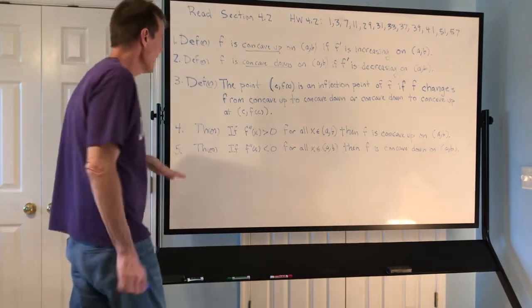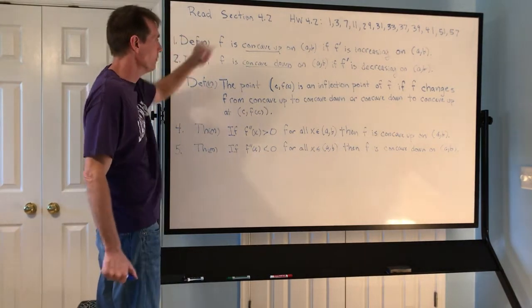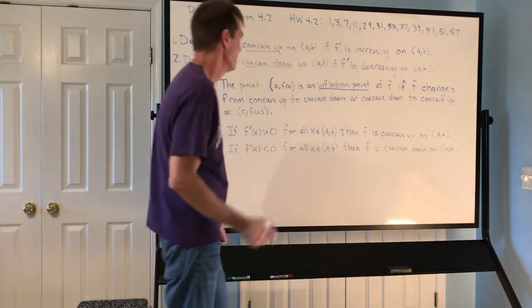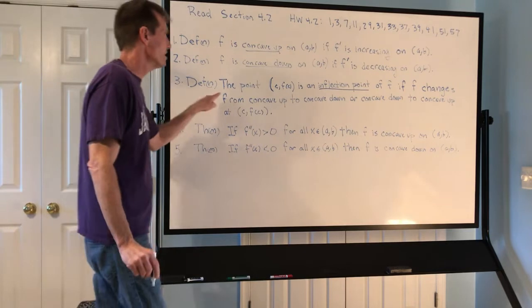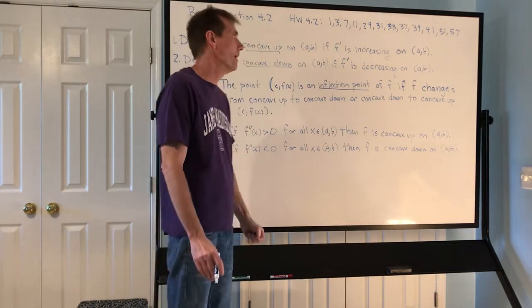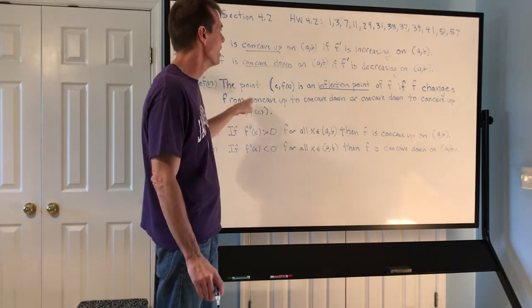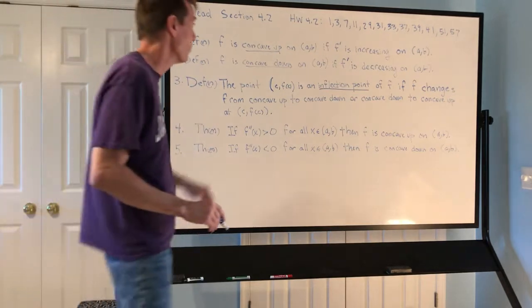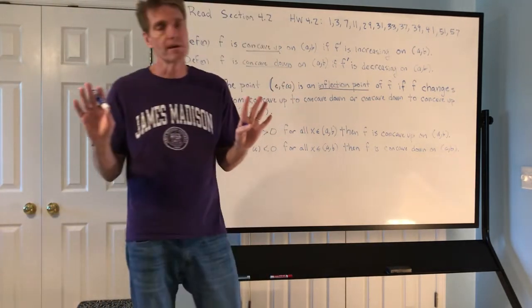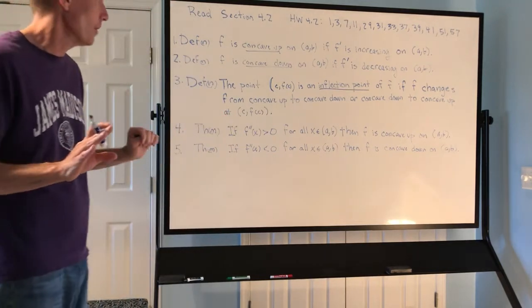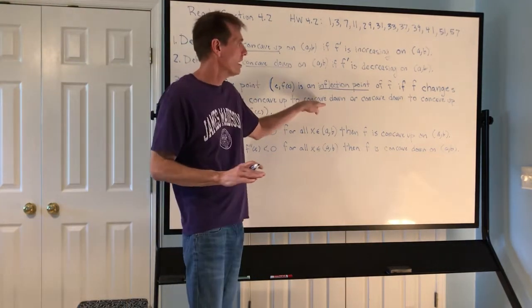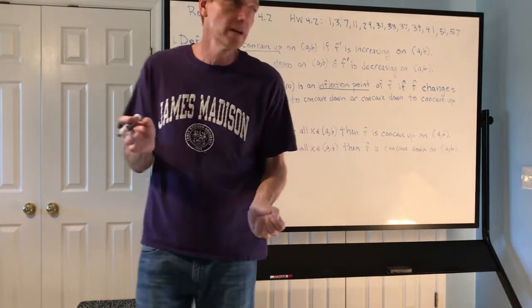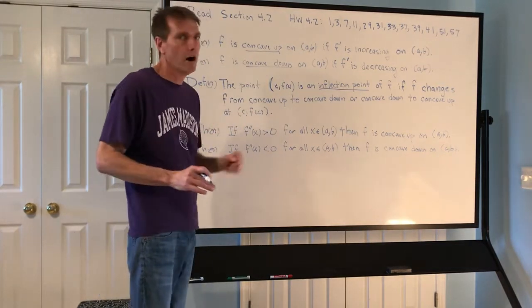The last major definition from section 4.2 is this idea of an inflection point. The point (c, f(c)) is an inflection point of f if f changes from concave up to concave down. If concavity changes across this point on the graph, we'll talk about what it means to be concave up and concave down throughout the lecture. If it goes from concave up to concave down, that's one possibility, or it goes from concave down to concave up, that's another possibility. Then this point (c, f(c)), we call it an inflection point.